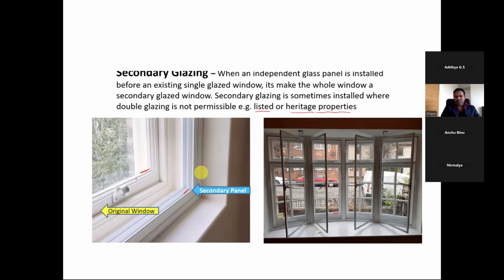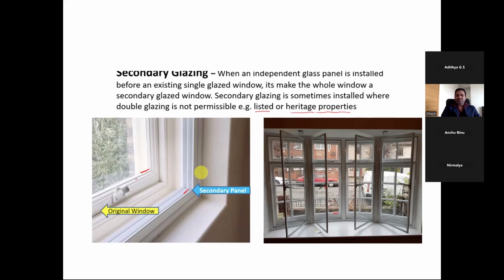So in the previous property that you have seen, you would have seen most of it with single glazing. And this is something that represents the secondary glazing. Secondary glazing is sometimes installed, but double glazing is not permissible. When you look at the double glazing example, you wouldn't see the additional panel that you're seeing here. So that's the one difference.